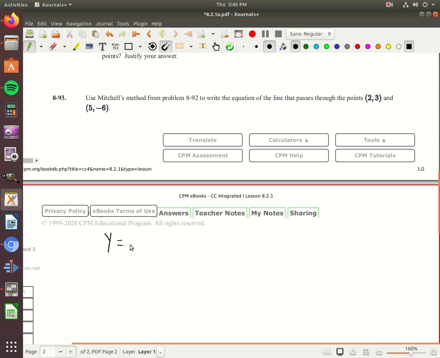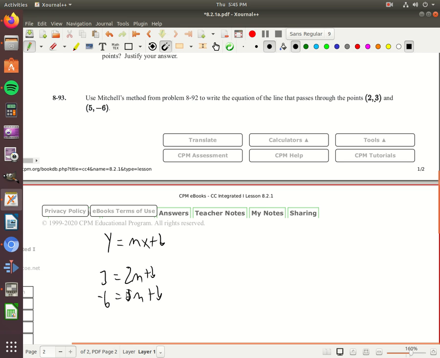Again, this is all based off of y equals mx plus b. So on this one, I'm going to get 3 equals, I'll just call it 2m. I'm going to switch the order there. I'm plugging in 2 for x, so 2m plus b. And on this one, I'm going to get negative 6 equals 5m plus b. I think these might cancel out a little bit better.